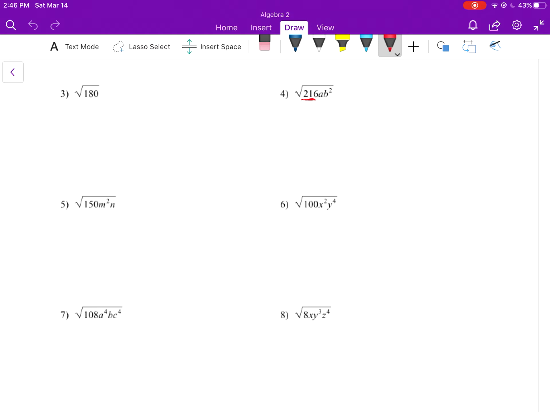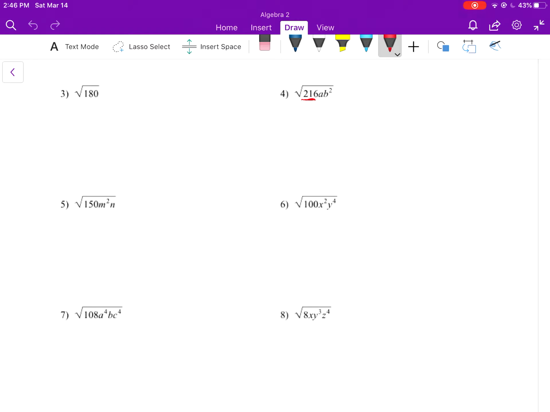Now we're going to look at number 4 and maybe number 6 at the same time. They're going to be similar for the next several questions. So we're going to look at the square root of 216ab squared. So now we have variables involved. We still work with 216 just as we did before. There's actually a few different methods.